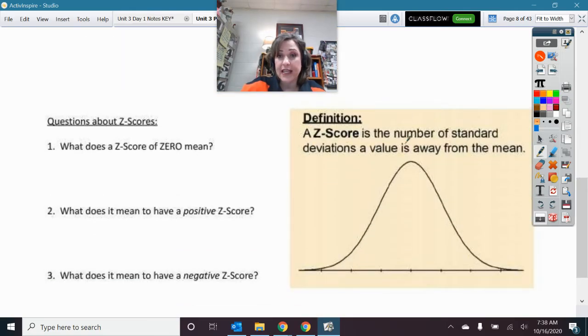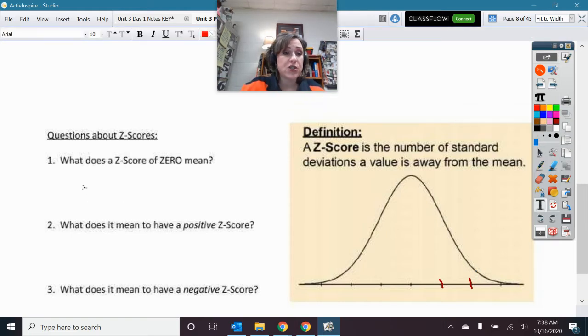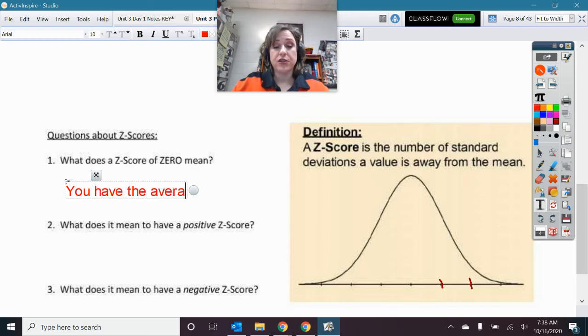A z-score is the number of standard deviations away from the mean. So if you have a z-score of 1, you are exactly 1 standard deviation above the mean. If you have a z-score of 2, you got a grade that was a 98 because that was exactly 2 standard deviations above the mean. So what do you think a z-score of 0 means? Well, a z-score of 0 means that you have the average score.